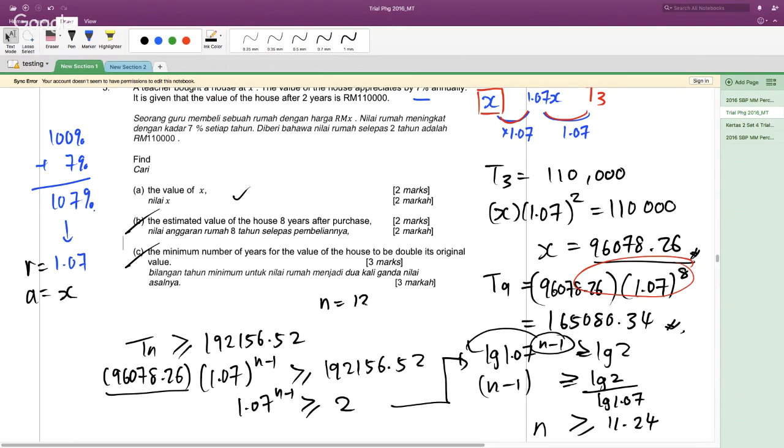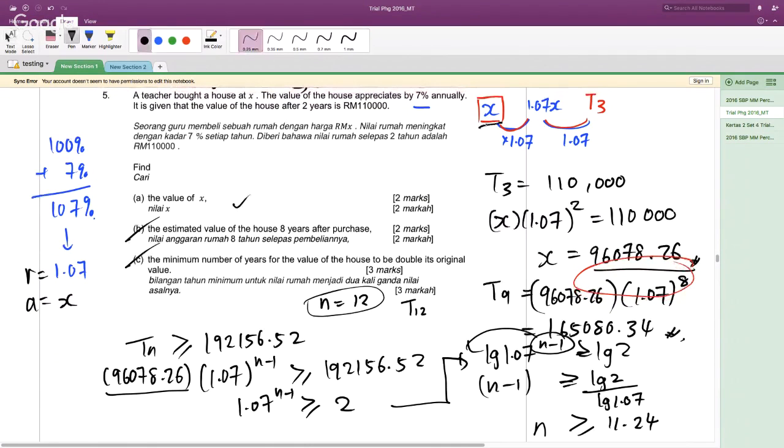Okay, so you will actually get N equals 12. But N equals 12 over here, I mean bigger or equal to 11.24. So N equals 12 over here actually means T12. But for T12, they ask the minimum years for the value of the house to double. So I guess the answer should be minus 1, because N equals 12 and just now we haven't added the first one, isn't it? So I guess in order to double the value, you need to wait 11 years.